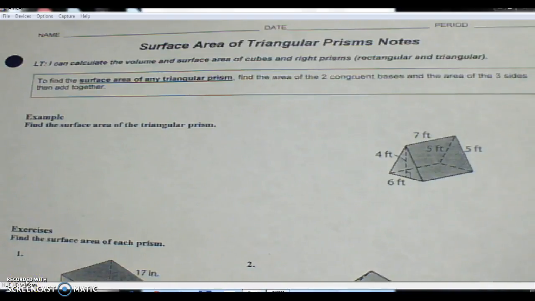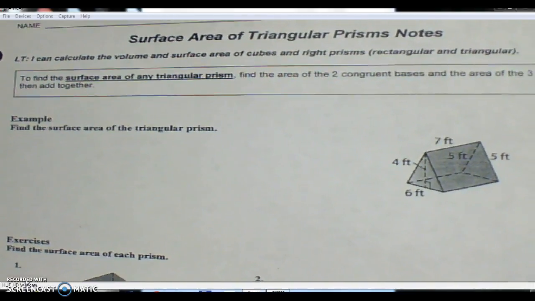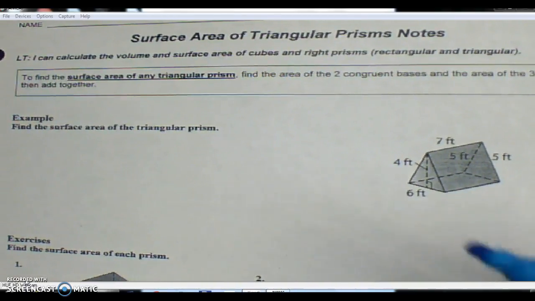Hey guys, I'm going to talk to you today about finding the surface area of triangular prisms. Just in case you were confused in class, or you weren't in class, or you just need to hear it a second time. So what we're going to be looking at is triangular prisms.